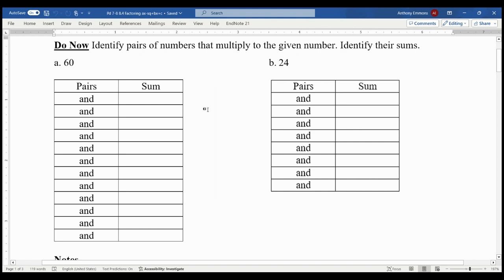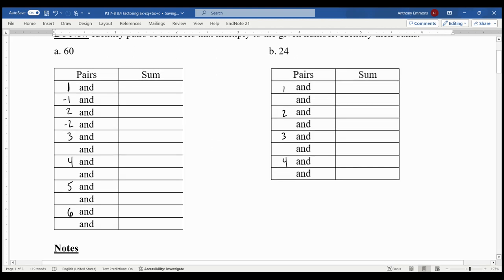So we will make these tables. I'm not going to fill the whole thing in. I will just tell you that 1 works. I'll skip. 2 will work. 3 will work. 4, as will 5, and then even 6. I left space, I think, for the negatives. You'll figure out the other half of the pair and their sums. Similarly with 24, 1 works, 2 works, 3 works, and 4 works. Fill in the rest, complete the sums.